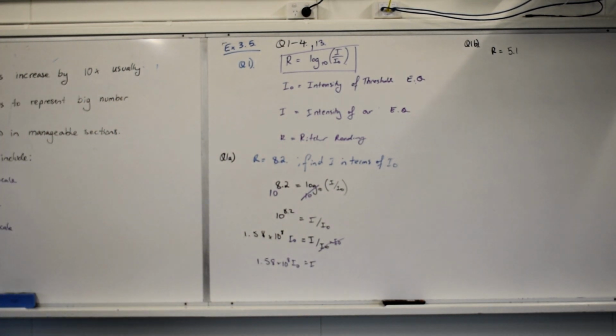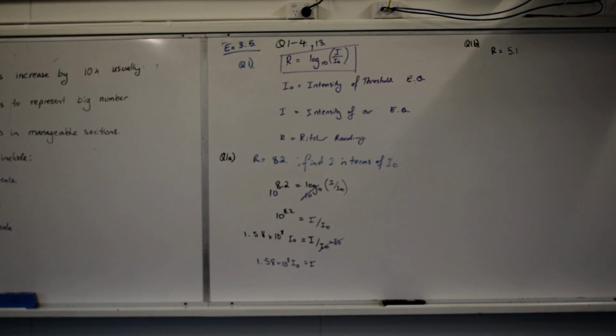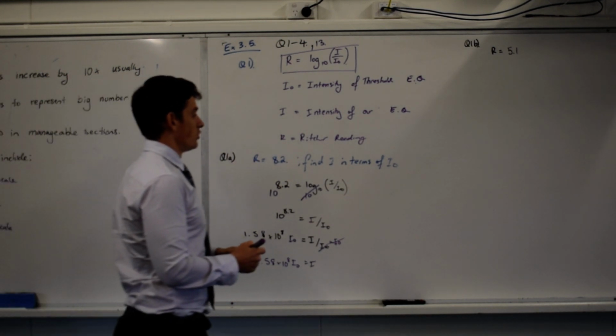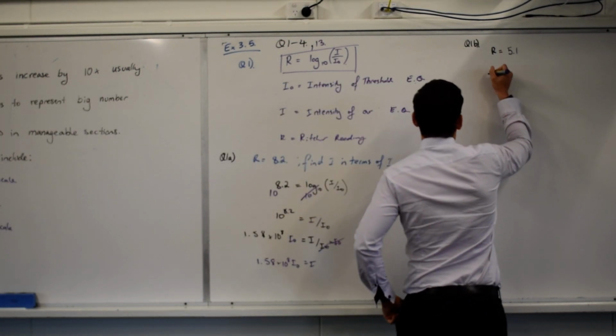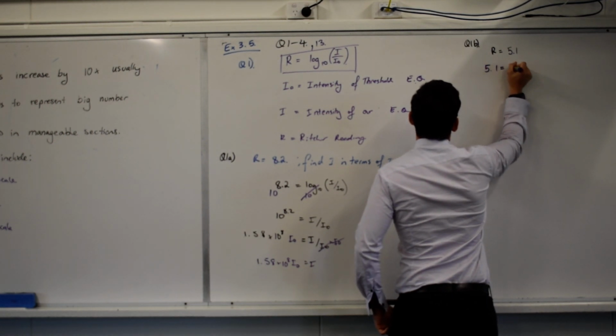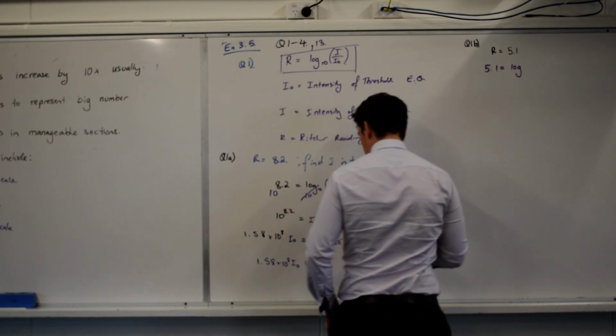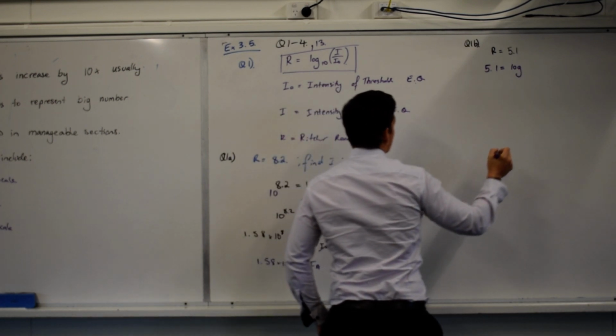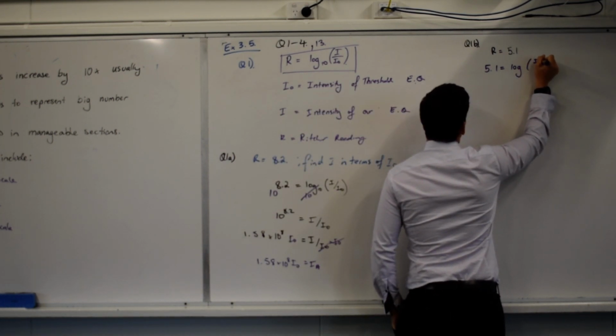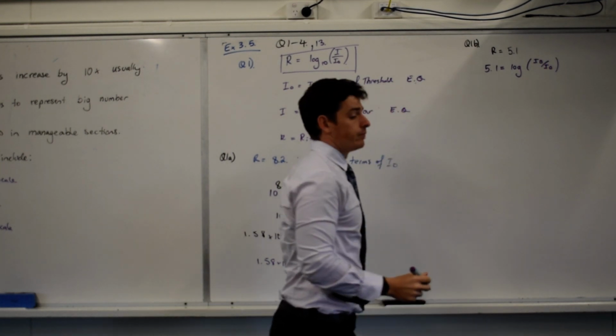Now in question B, it asks us much the same question, but it asks us to compare that earthquake to an earthquake of 5.1. So the first thing I want you to do, I'm not going to write out your working. I'm going to call this IA. I'm going to call that one IB.